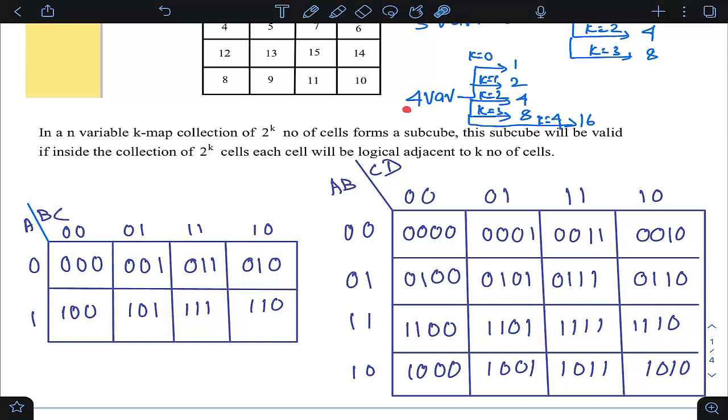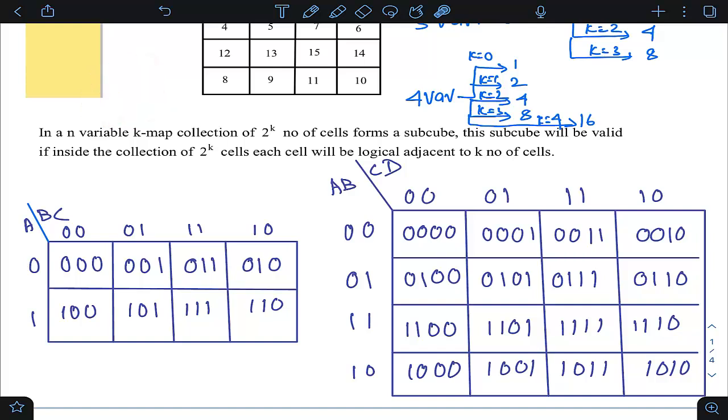So in a 4 variable K map, the n value is 4 here. In a 4 variable K map, a collection of 2 power k number of cells: when k equals 0, you get 1. When k equals 1, you get 2. K equals 2, you get 2 power 2 is 4, and so on and so forth. So whenever I am saying that in an n variable map, a collection of 2 raised to power k number of cells, it means a collection of 16 cells or 8 cells or 4 cells or 2 cells or 1 cell. You don't have a collection of 3 cells, 7 cells, or 5 cells, not that way. So whenever you are doing a collection, it must be in the form of 2 raised to power k.